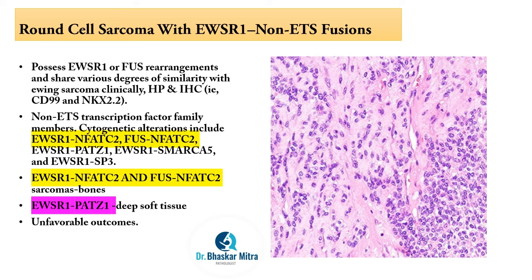What I have previously told, there may be other factors that come into play. Here comes NFATC2, which may be associated with this EWS non-ETS group. Among these, NFATC2 and FUS-NFATC2 are sarcomas of the bones. EWSR1-PATZ1 mostly involves the deep soft tissues of the different body extremities and usually has an unfavorable prognosis. Here we can see some amount of stromal matrix component which was not seen in the classical EWS-ETS group of tumors.